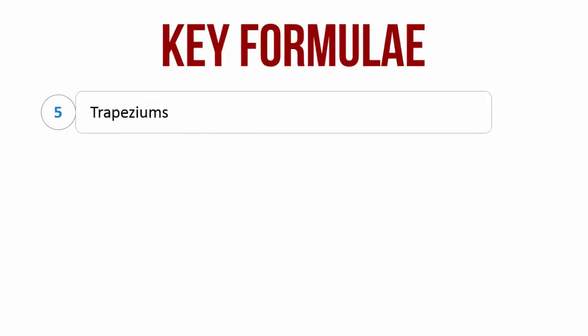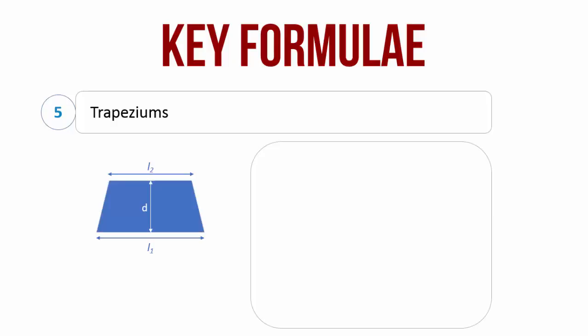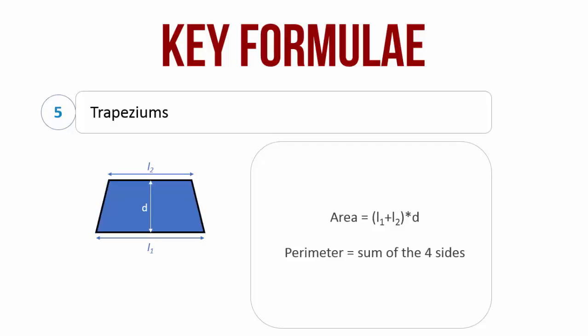We now look at the shape called a trapezium. A trapezium is a four-sided figure where two sides are parallel to each other and the other two sides are not parallel to each other. If we say that the two parallel sides have lengths L1 and L2, then the area of this trapezium is given by (L1 plus L2) into D by 2, D being the distance between the two parallel sides of this trapezium. The perimeter of this trapezium shall be the sum of the four sides. There is no fixed formula for this, so you should know the individual lengths of all the four sides.